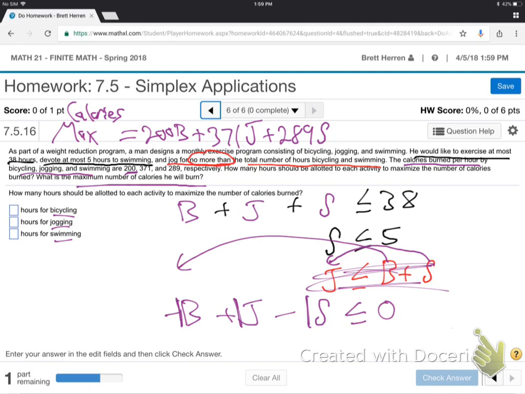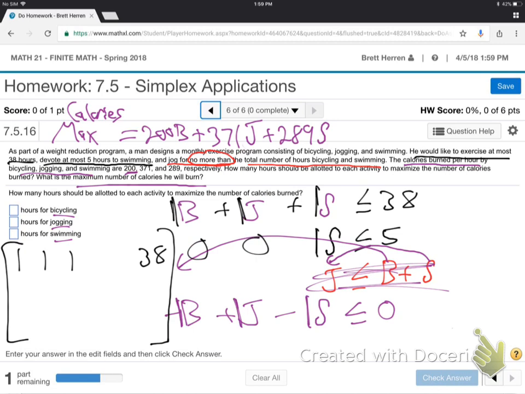Good? So now we can make our matrix. Now we're ready to go. How's it going to work? See if I can squeeze it in here. This is 1, 1, 1. So 1, 1, 1, and 38 way over here on the right side. And this is 0, 0, 1, and a 5 over here. And this third one's going to be negative 1, positive 1, negative 1, and a 0 way over here.